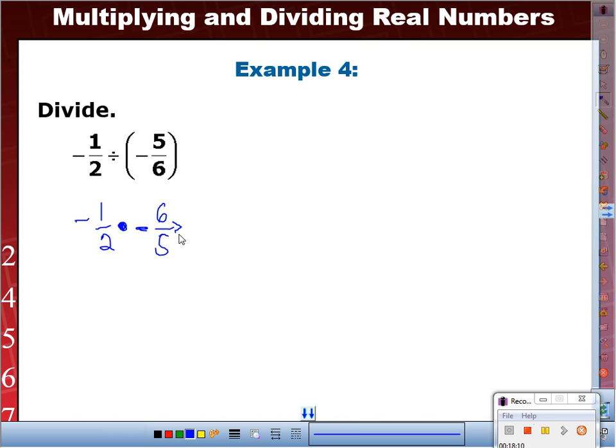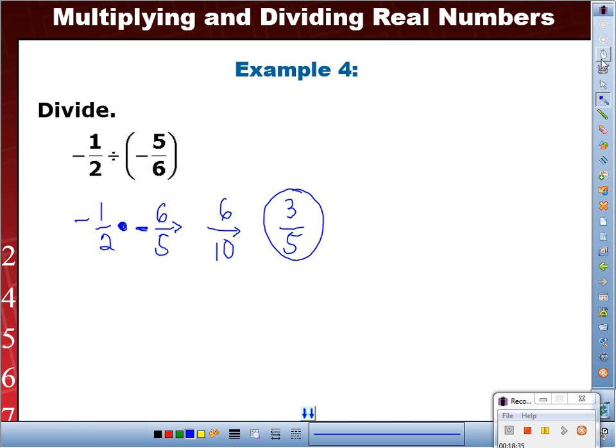And now we use our 3 steps that we learned. Step 1, identify if the sign of the result is a positive or negative. It's positive. What is 1 times 6? 2 times 5? 10. Last step, simplify. What is the simplification of this? 3/5. Okay? Are we there? Let's do another one.